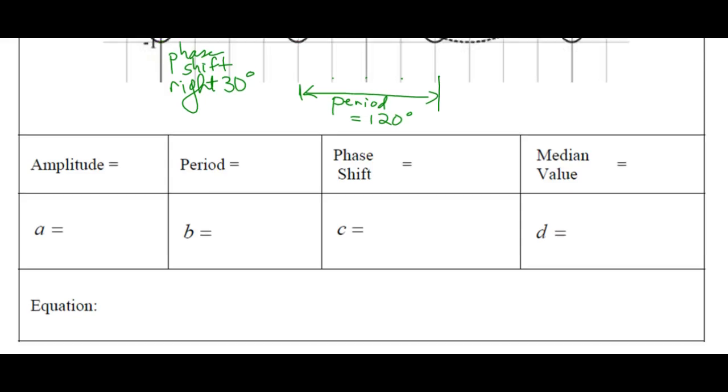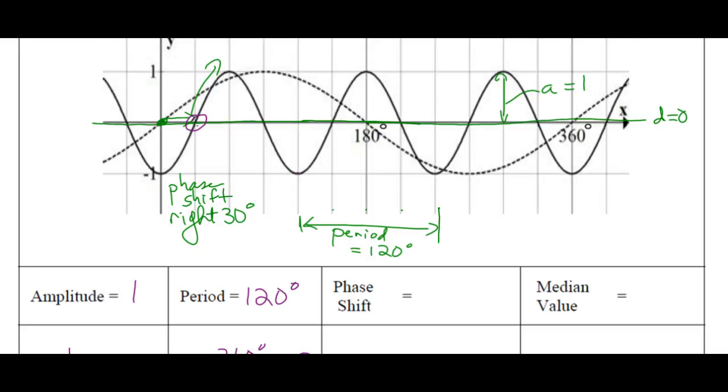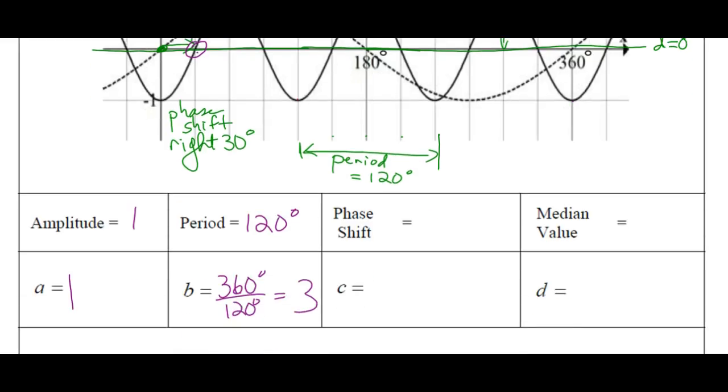So amplitude is 1, A is 1, period is 120 degrees, B is 360 divided by 120, or 3. If you match that up with degrees, there are 3 cycles in 360. If you go 1, 2, 3, see how I see 3 cycles in 360? That should reinforce B is 3. Also, what's the other thing for B? If the period is 120, then it's horizontally stretched by 1/3, so B is 3. Your phase shift is right 30.